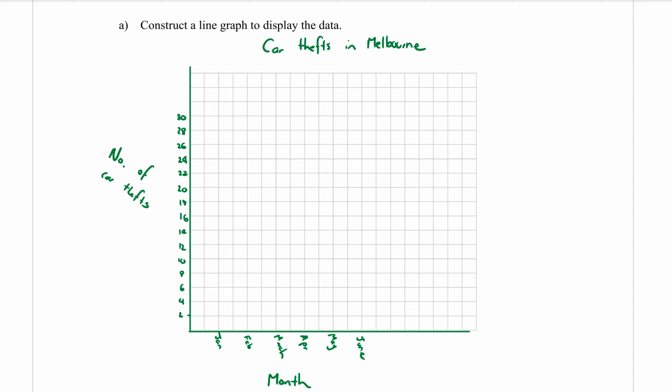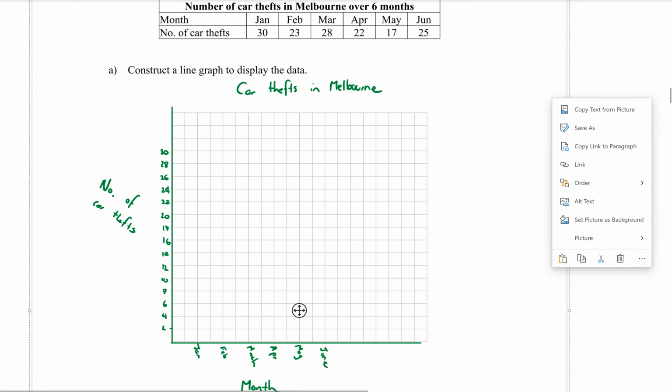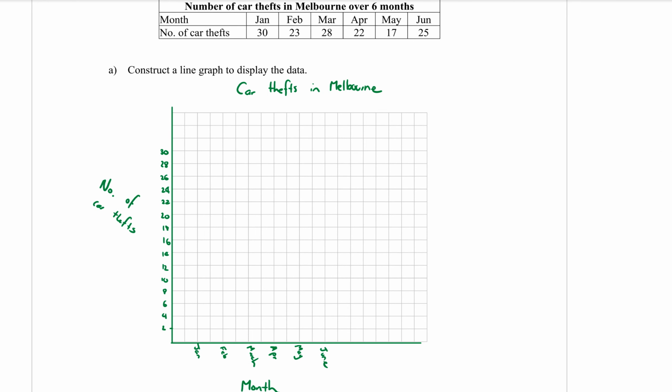Okay, remember you've probably got a couple of marks just for getting your axes properly set up. A nice consistent scale, labelled axes, and a title. Now we want to draw our actual graph, so we want to put the points on there. So with my table on there, my first point for January was 30 car thefts. So above the January, put a dot or a cross, you can use either, up at the 30. Then February was 23. You want to be nice and accurate, make sure you get them in the right places.